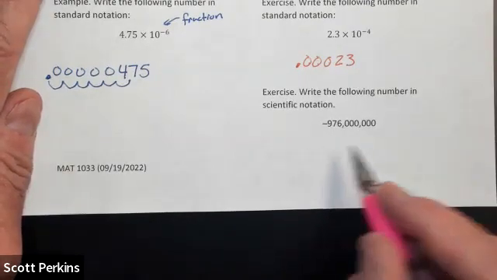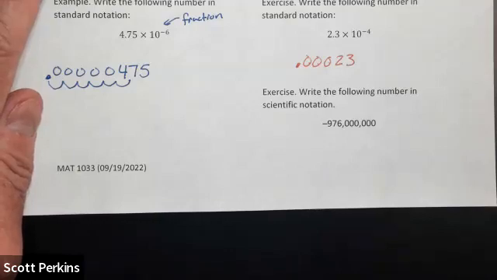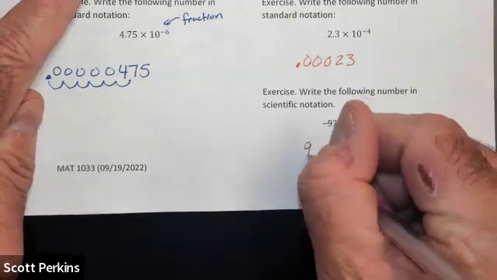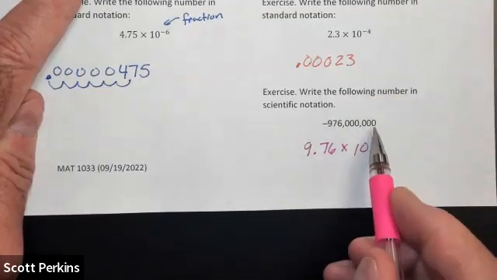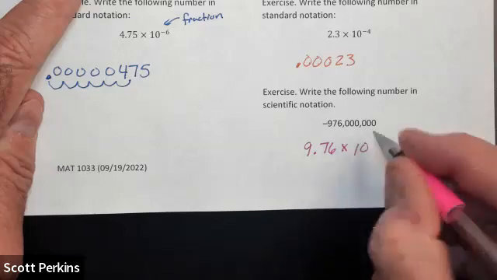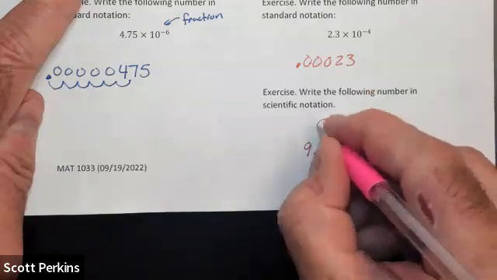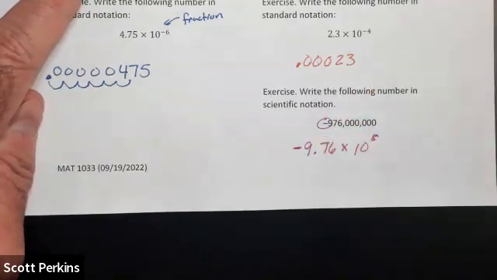So what is my value of A when I go to write this in scientific notation? 9.76, that's great, times 10 to the, how many places have I moved the decimal? 8. And then because the original number was negative, you just put a negative out in front. That's negative.